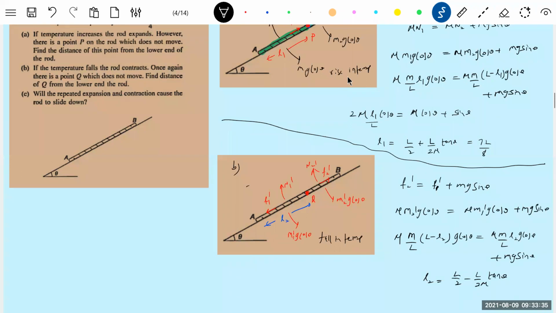Now look at the last part. Will the repeated expansion and contraction cause the rod to slide down? Yes or no? Anybody wants to? This is very important. A student should analyze. Which will be greater, L1 or L2? I think that finally matters.